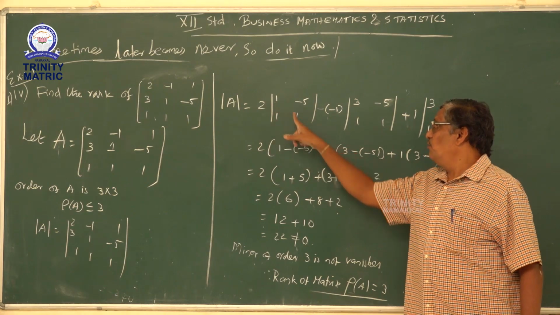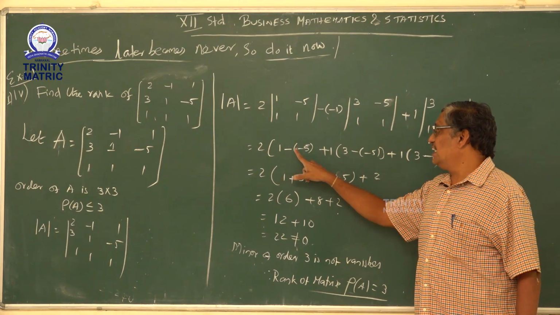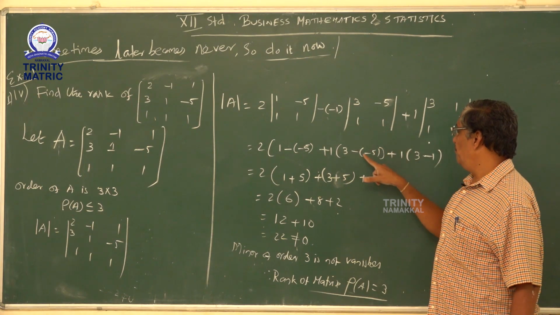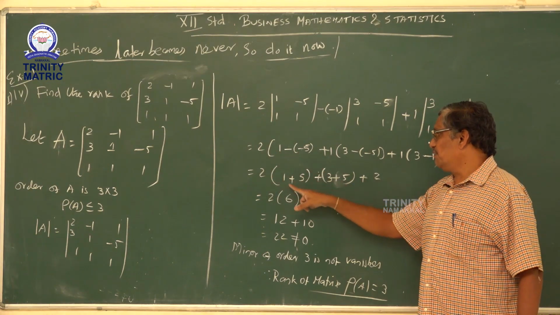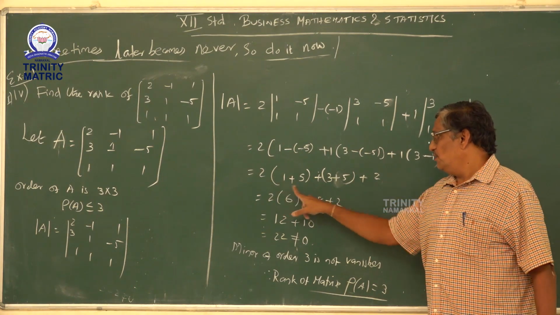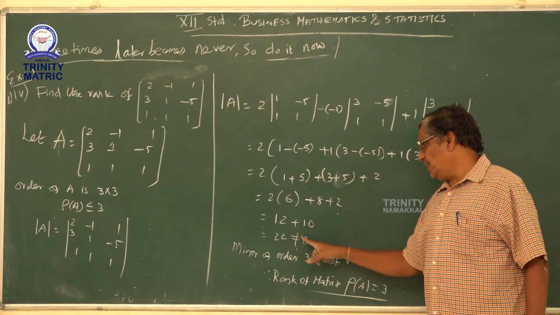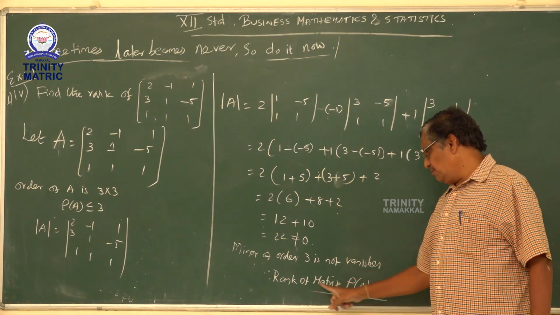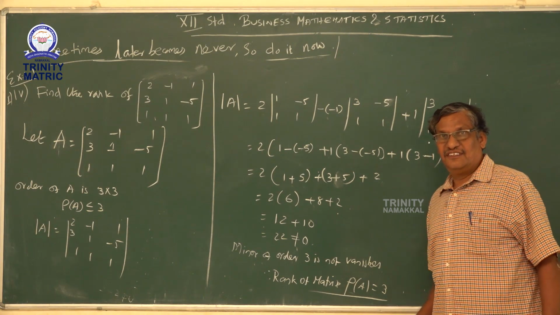2 as it is, 1 into 1, 1. Already the minus sign is there. You have to put minus and minus 5, minus minus plus 3 minus of minus 5, 1. 3 minus 1, 2, 1 plus 5, 6, 3 plus 5, 8. 2 6s are 12, 8 plus 2, 12 plus 10, 22, not equal to 0. So the minor of order 3 does not vanish. Therefore rank of the matrix is 3. So rank is 3. We will go for the next sum.